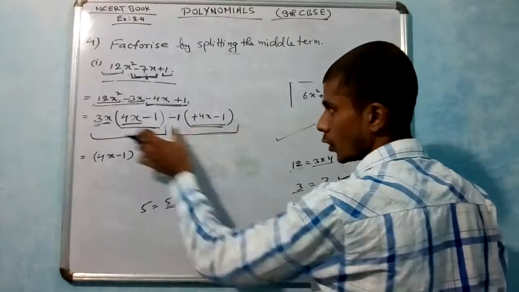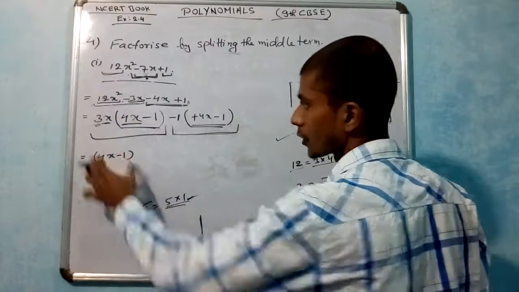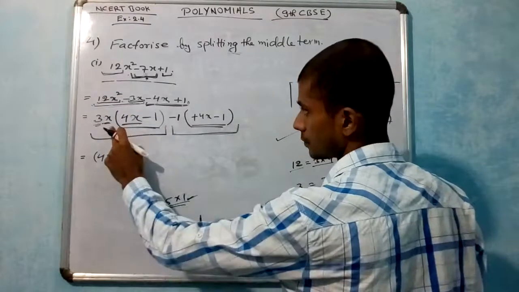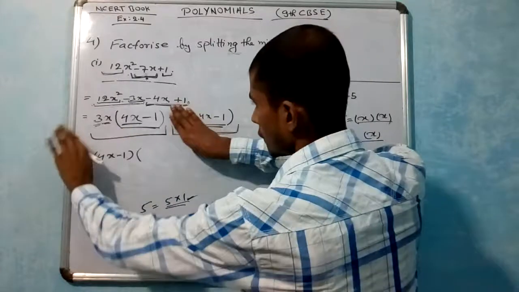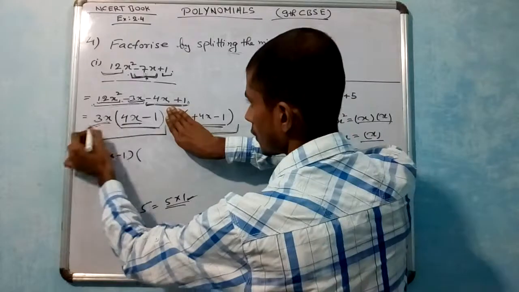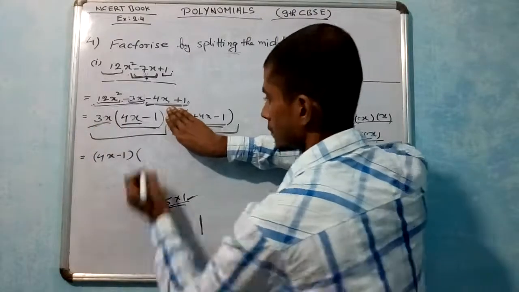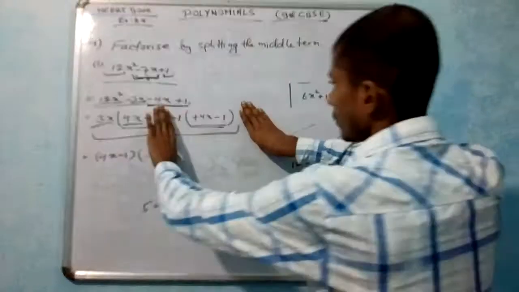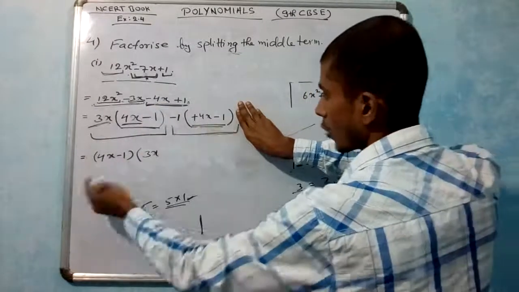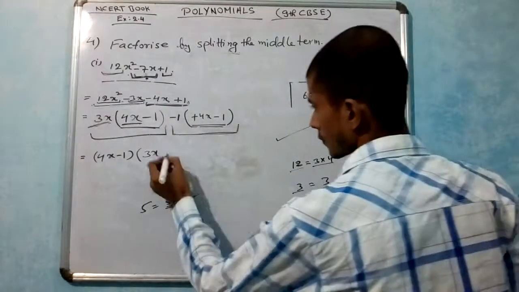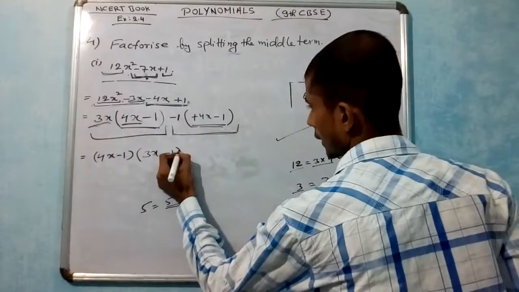The two terms are there. 4x minus 1 I am taking outside because it is common. So what is left in the first term? Tell me. If this was the first term, and 4x minus 1 complete is taken outside, what is left? 3x. And from this term, if 4x minus 1 is taken complete outside, then what is left? Minus 1. And then bracket close.